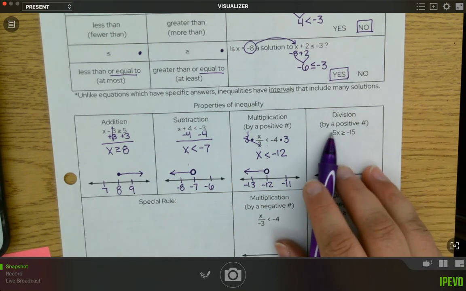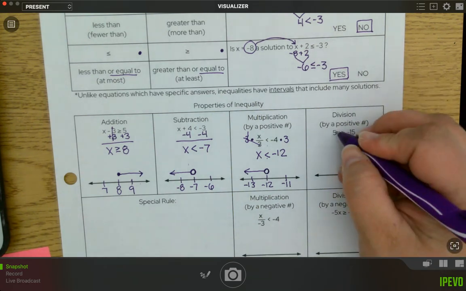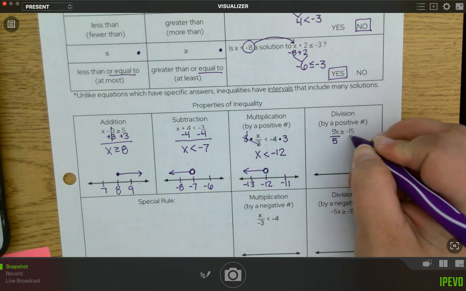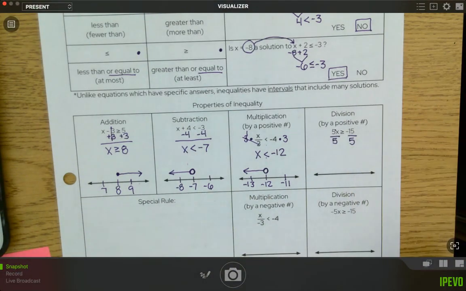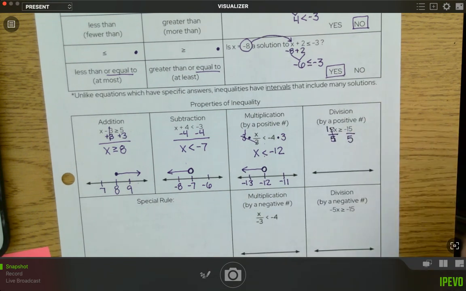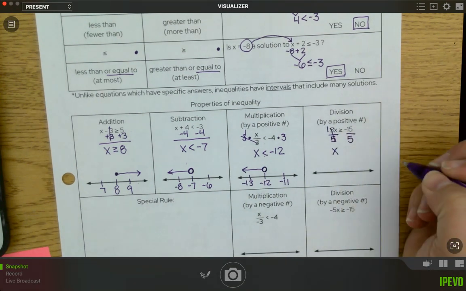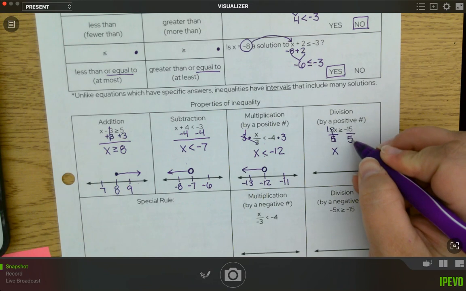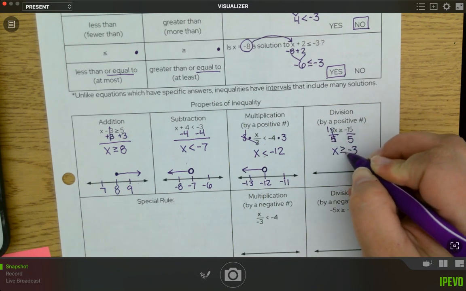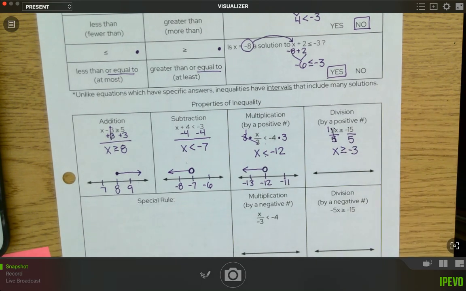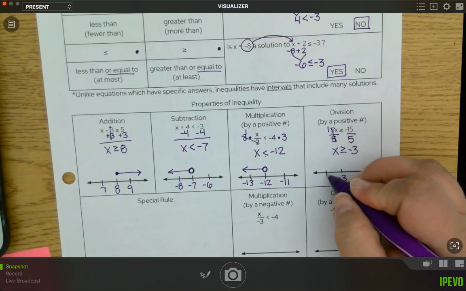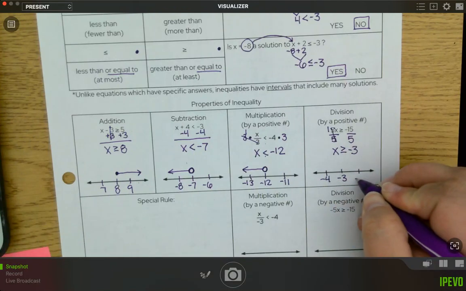If there is a number in front of x, remember that that is multiplication. So to get rid of multiplication, we divide by the number in front to get rid of it. That 5 divided by 5 is 1, or 1x. -15 divided by 5 is -3. Keep the same symbol in between. That leaves -3 in the middle, -4 on the left, -2 on the right.